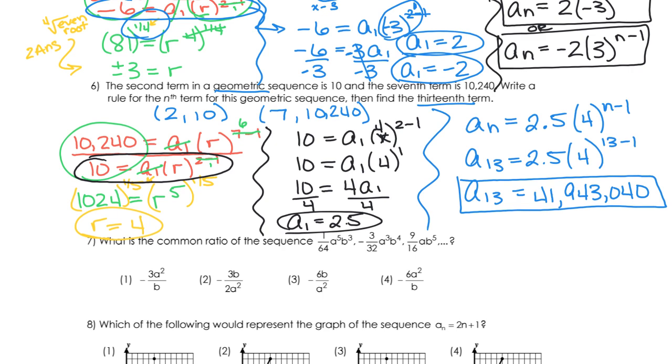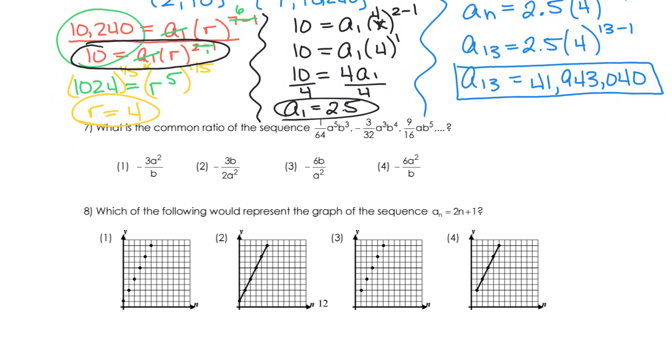All right, very good, guys. Number 7 says, what is the common ratio of the sequence? So it's a little bit tricky to figure out. And we've been doing common ratio for a while. It's just that the terms that they give us are kind of funky.